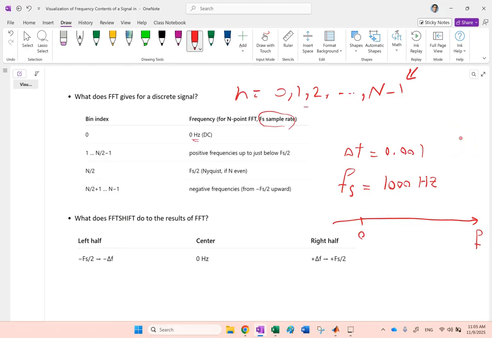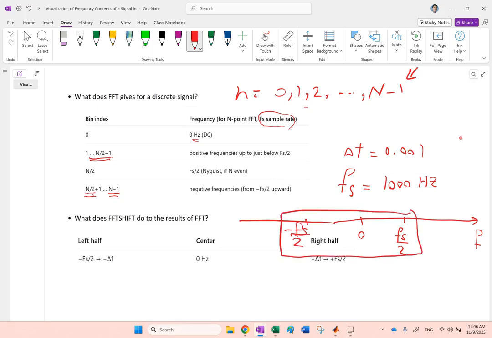So 0 is 0. Then for 1 to n over 2 minus 1, the range of frequency you'll see is all the way to the sample frequency over 2, which in this case is about 500 hertz. And then from the midpoint of that data all the way to the end of the data, you are going to go negative frequencies to negative Fs over 2, which is negative 500. So this is the range of frequencies that you would be shifted.